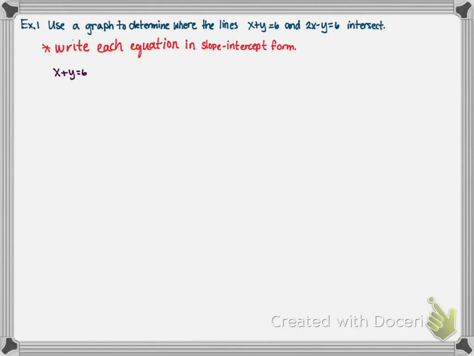So let's take the first equation. Let's move the x to the right-hand side. We get y equals negative x plus 6. Remember, the 6 is the y-intercept. The slope will be the number in front of the x, which is negative 1. In this case, negative 1 over 1.